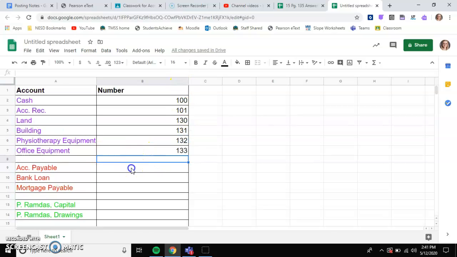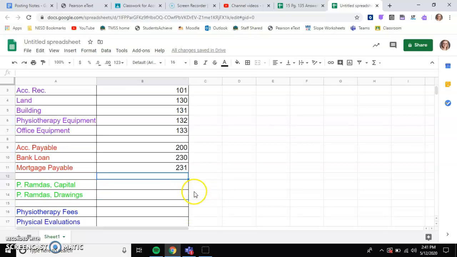Then for my liabilities, I will go 200. And then I'll go 201. And oh, no, actually I won't. I'll go 220 or 230 because I could have a whole bunch of people that I owe money to as well, which is accounts payable. It's just one general one right now, but I could have like 15 or 20 people that I charge my bill to throughout the month. Mortgage payable, 231 maybe. And that's good, that's the 200s.